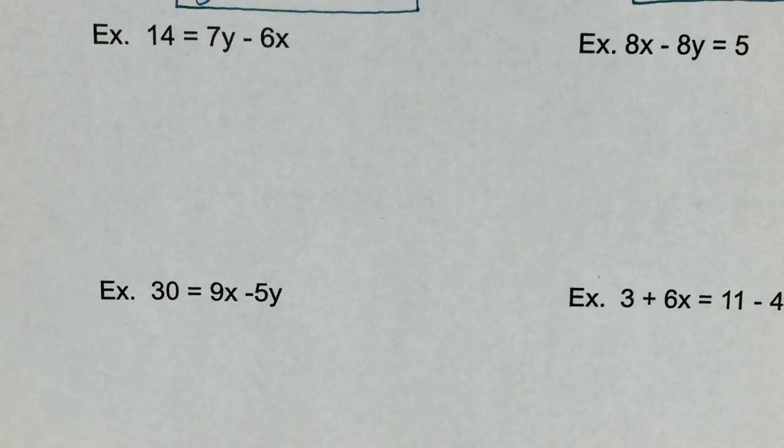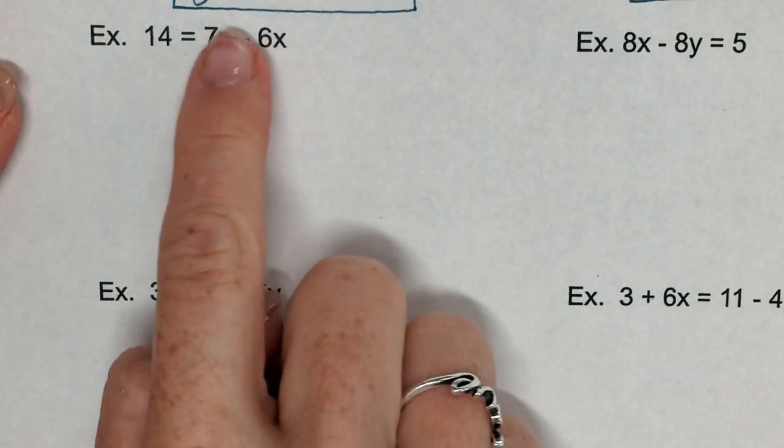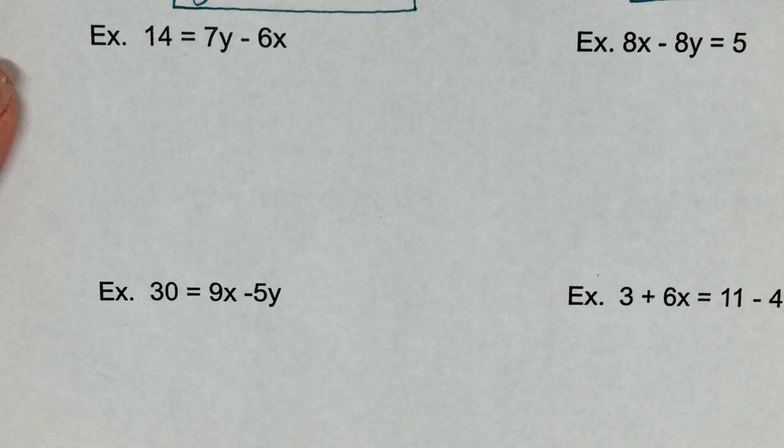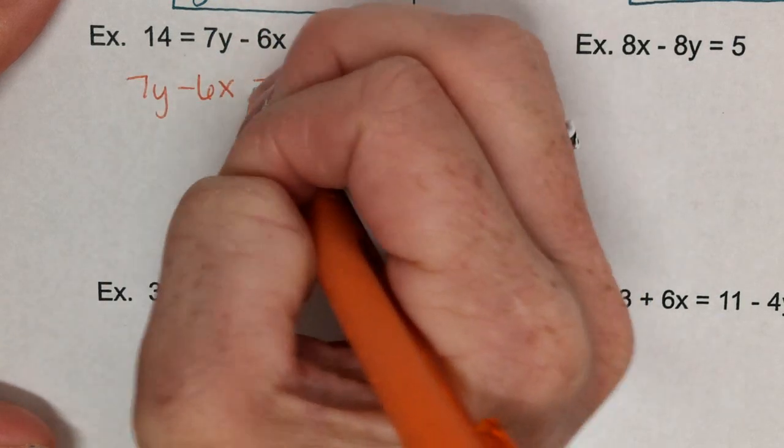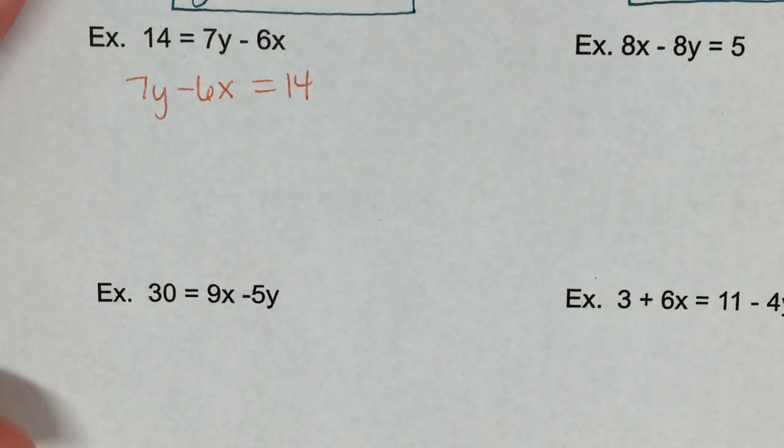All right, here we go. What am I solving for? Do y'all want to rewrite this with this stuff on the left? All right, so we're just going to rewrite 7y minus 6x equals 14. Then we'll go solve for y.